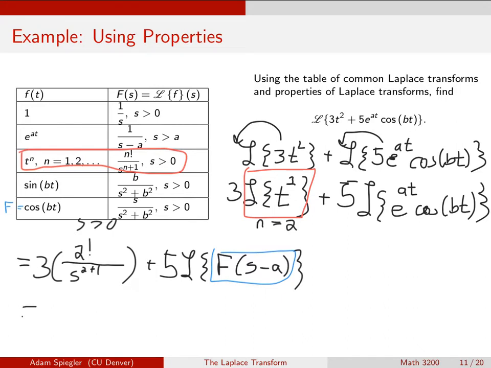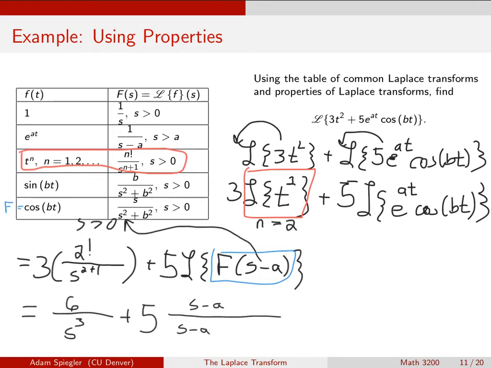So now we've got 3 times 2 factorial, that gives us 6 over s cubed, and we're going to add that to 5, and now I'm going to substitute s minus a in for each of the s's in the formula for the Laplace transform of the cosine. So up top I'm going to get s minus a. On the bottom I'm going to get s minus a squared, and then we're going to add to that b squared. And this one is going to be defined as long as s is bigger than a.